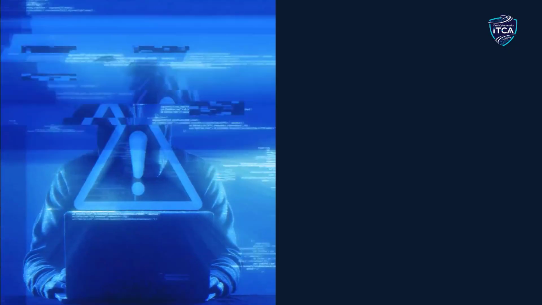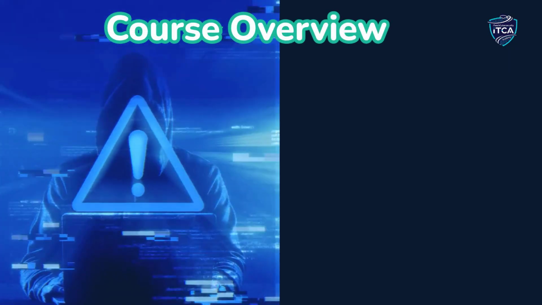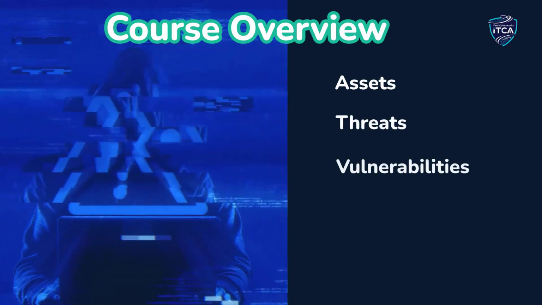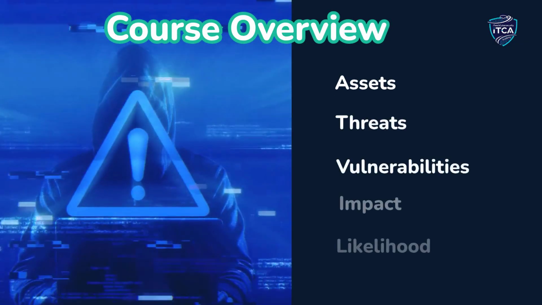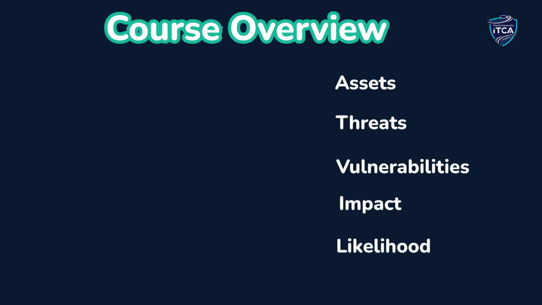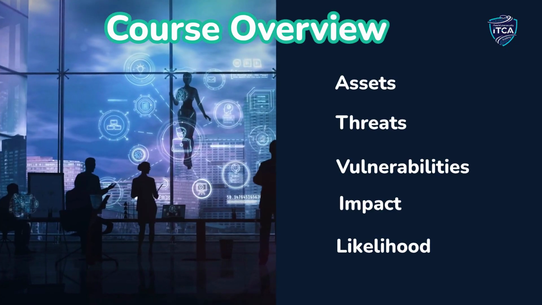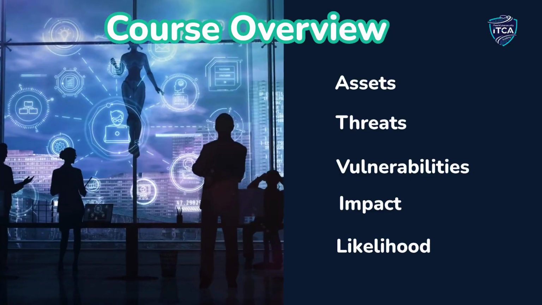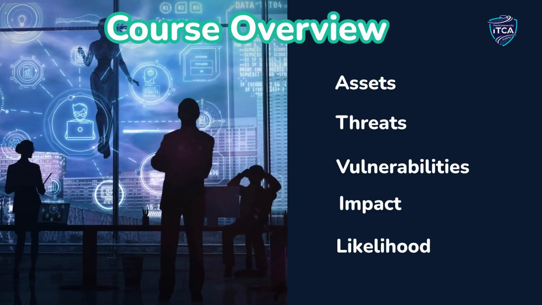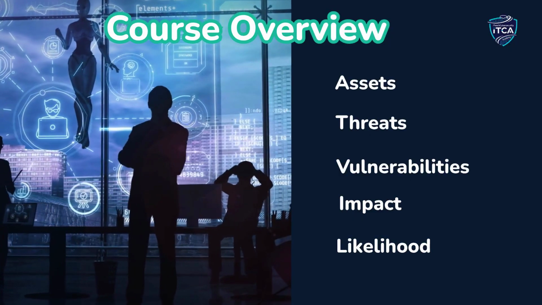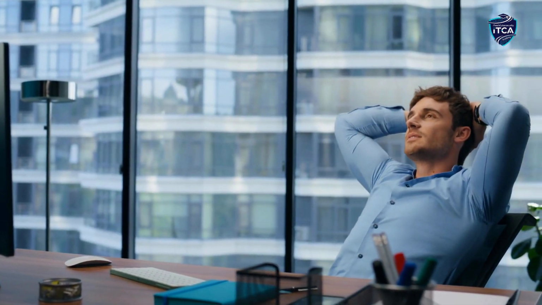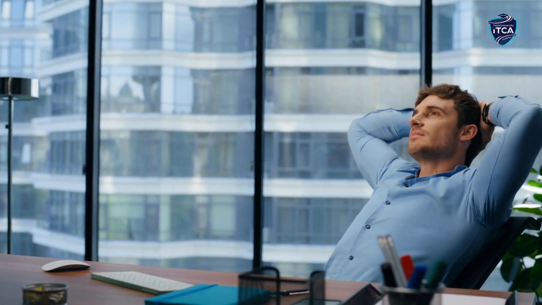As you move through the course, you'll learn how professionals identify assets, recognize threats, discover vulnerabilities, and evaluate impact and likelihood. You'll see how risks are analyzed and scored, how decisions are made using risk matrices, and how organizations choose the best way to treat risk. You'll also learn how security controls actually reduce risk and how to communicate technical problems in a way that executives and non-technical decision-makers understand. By the end of this course, you won't just know definitions. You'll know how to think.